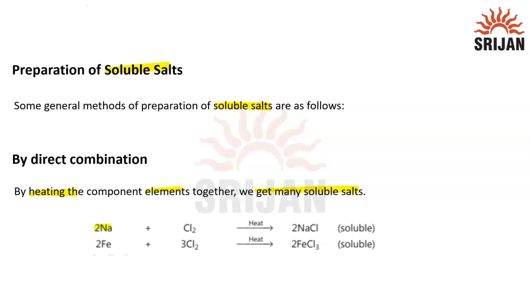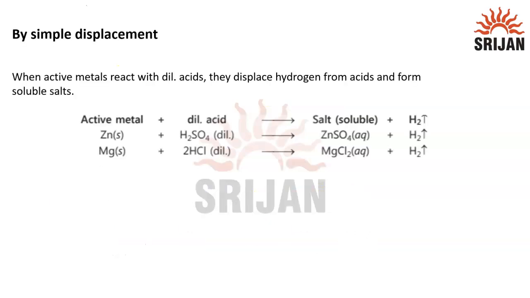Sodium on directly reacting with chlorine on heating produces sodium chloride, which is a soluble salt. Similarly, iron on reacting with chlorine along with the heating produces iron chloride, which is again a soluble salt. Then the second is by simple displacement.